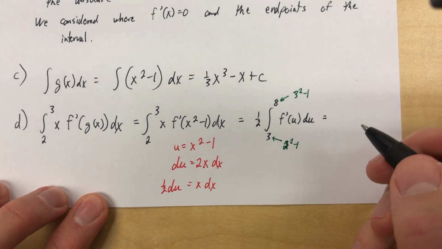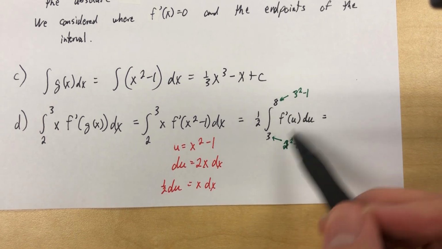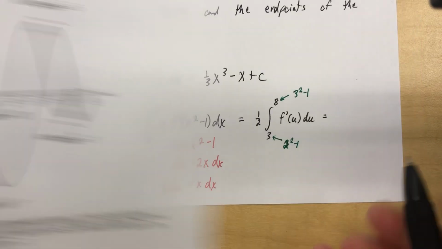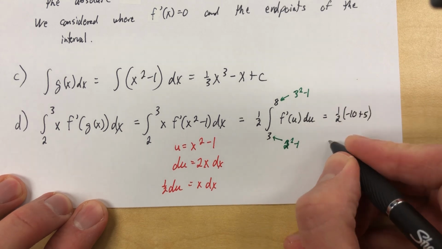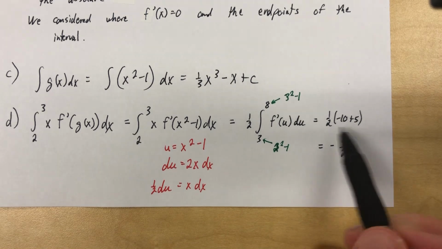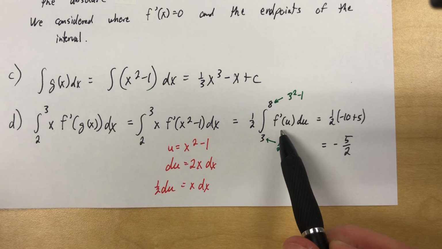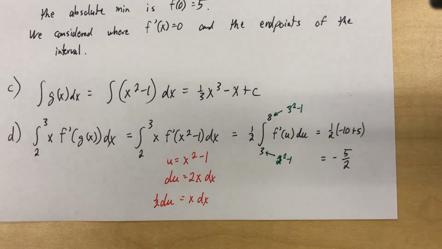The accumulated area from 3 to 8, that's what this is really saying. And the accumulated area from 3 to 8 is negative 10 plus 5. That's pretty easy. So 1/2 times negative 10 plus 5, which is negative 5 halves. That's it. There's another way of doing it where you use the fundamental theorem of calculus, and you would have to know the value of the function at 3 and the value of the function at 8, which you actually already found. But this, I think, is easier. That's more of an accumulated area issue.